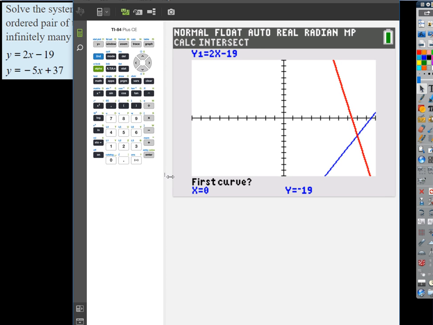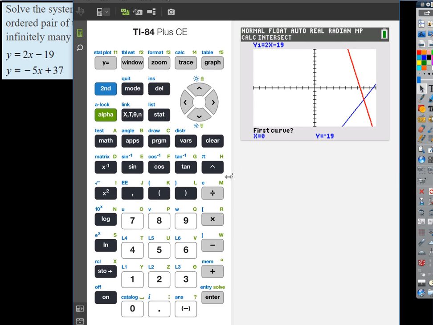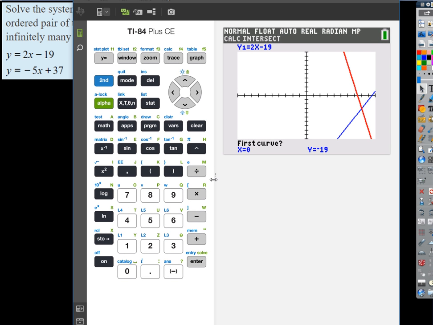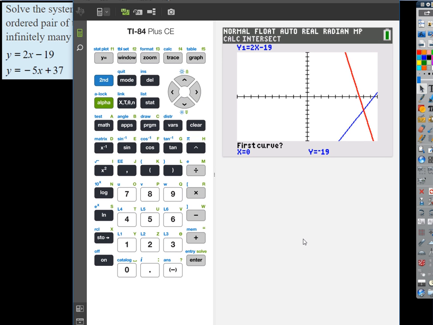Come on, what's that doing? There we go. Okay, so what's it asking for here? It's prompting me whenever the calculator says something with a question mark. It's wanting to know, is it correct? Is this the first curve?